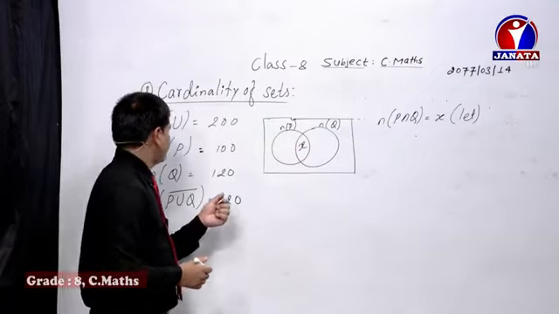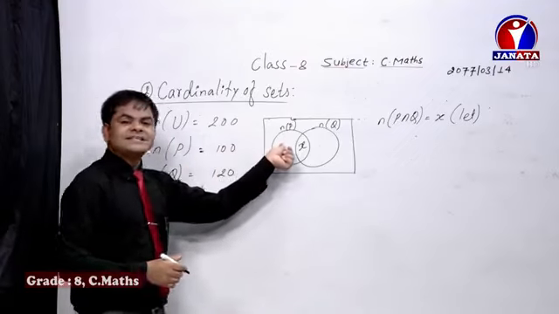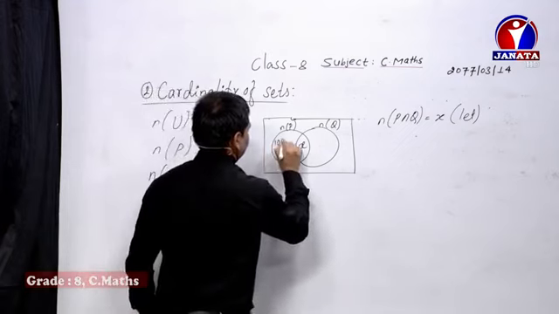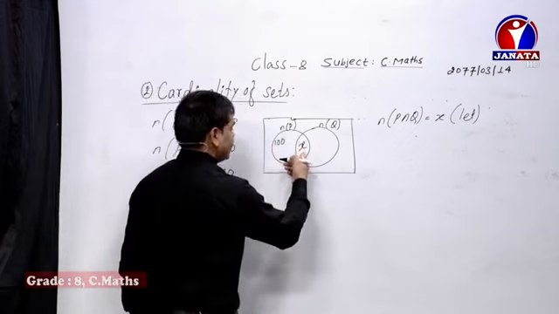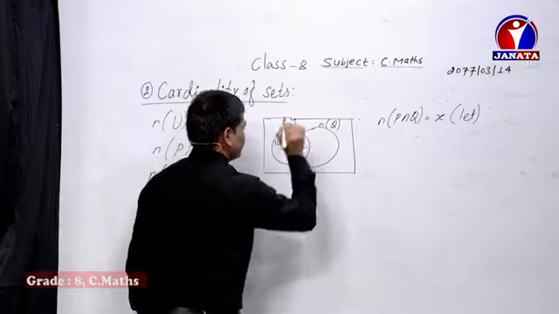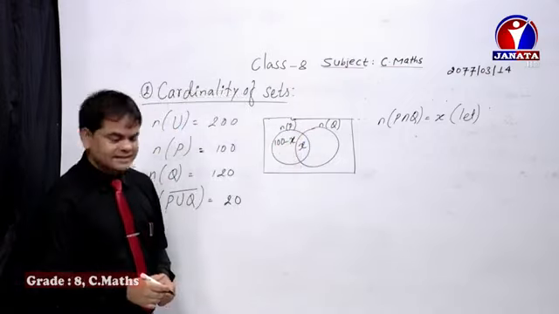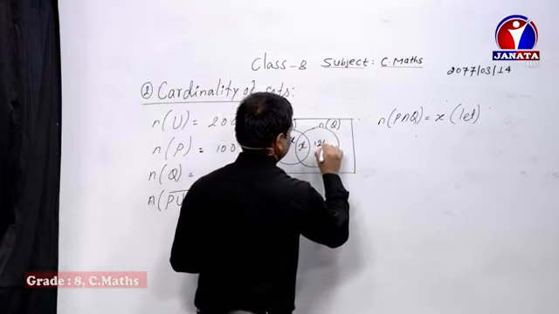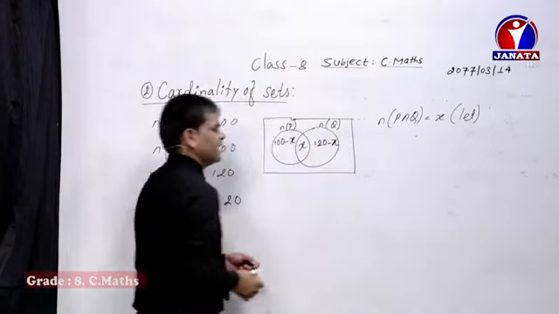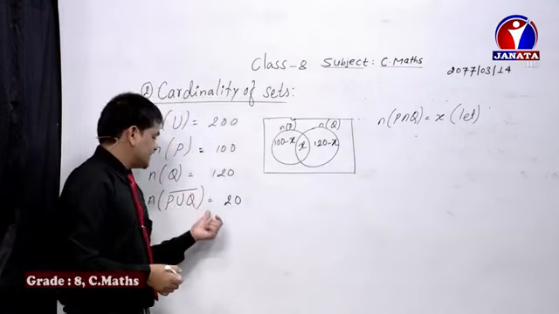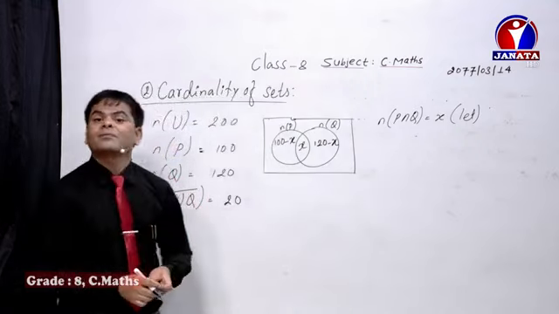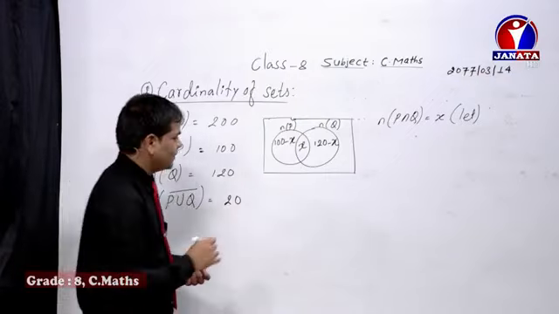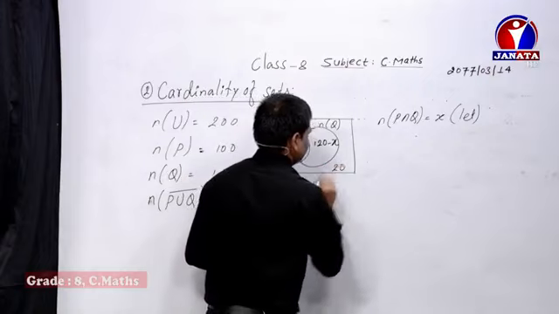Now in the place of P only, what should be kept? 100. Of course, the intersected value should be kept in the form of minus. So 100 minus x. And for this side, you have understood yourself: 120 minus x. Now, we should not forget to keep the value of the complement as well. As the complement value is given as 20, we keep here 20.